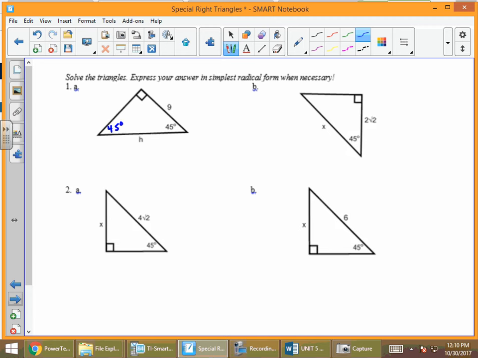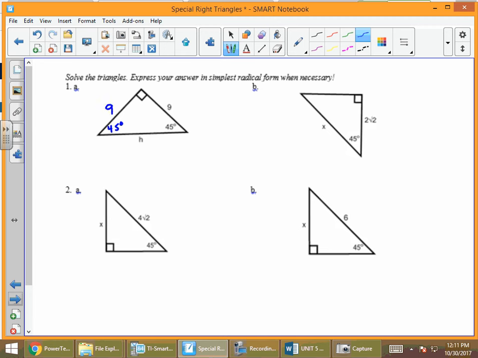So we know we have a 45, 45, 90 right triangle. So ask yourself, were we given a leg or were we given a hypotenuse? Leg. Okay? So we have a 45, 45, 90 right triangle. What do we know about the two legs? They're equal. So this is 9. This guy's going to be 9.